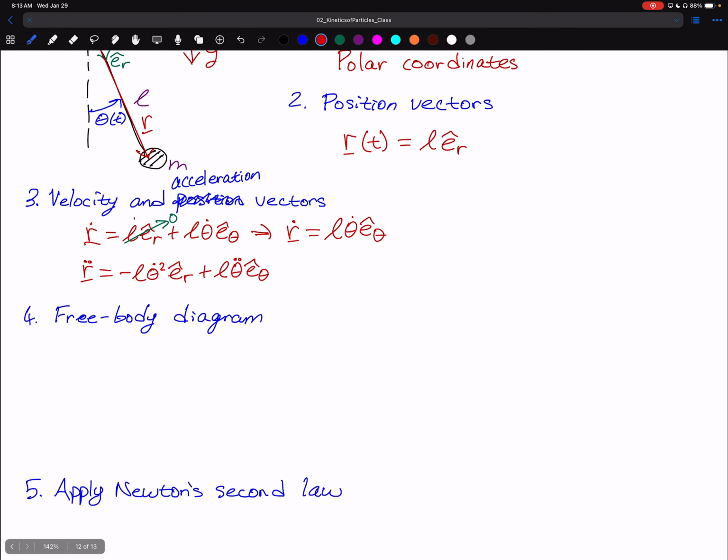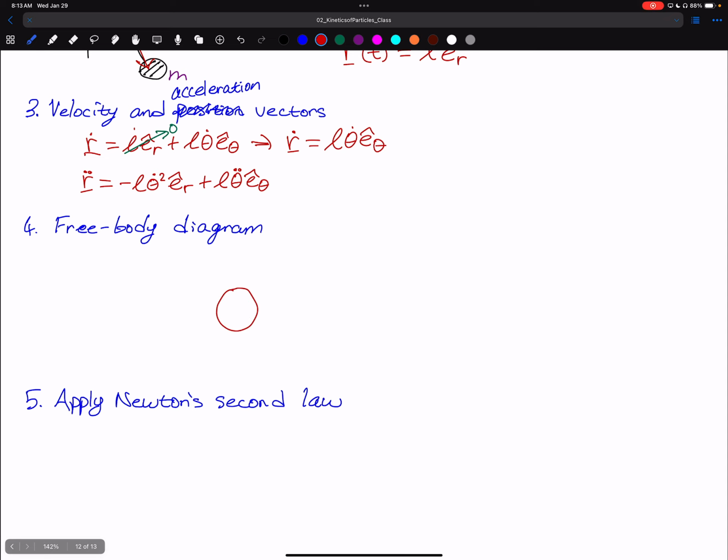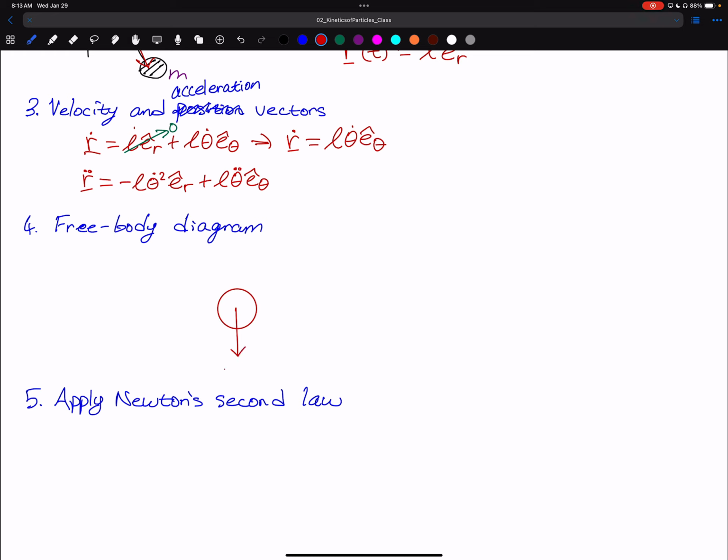All right, so in order to apply Newton's second law, we're going to need a free body diagram. So we're just going to draw one right here. Here's our particle. We've got gravity pulling down. That's mg. We've got some tension pulling in the e hat r direction. We're going to decompose the gravitational force into components, with this angle here being theta. That will be mg cosine theta. This will be mg sine theta.